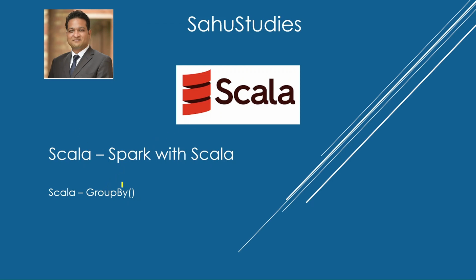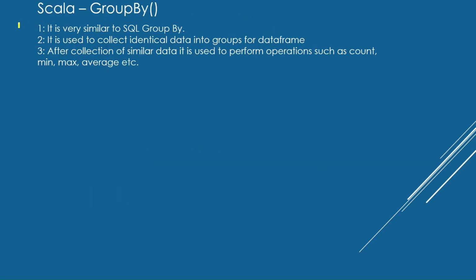In this video, we are going to discuss group by function in Scala. So what is group by function? It is very similar to SQL group by. It is used to collect identical data into groups of a data frame. This is very important. It is used to collect a group of identical data into groups for data frames.